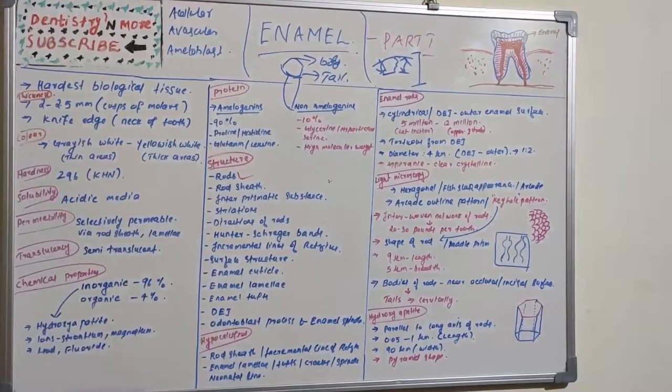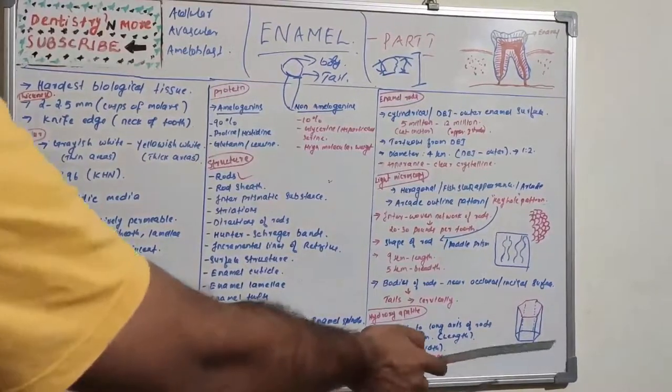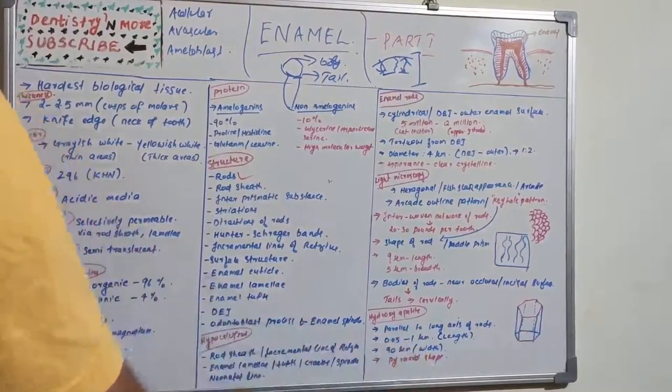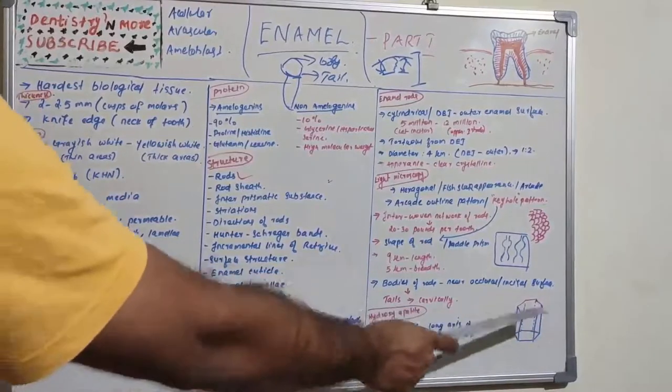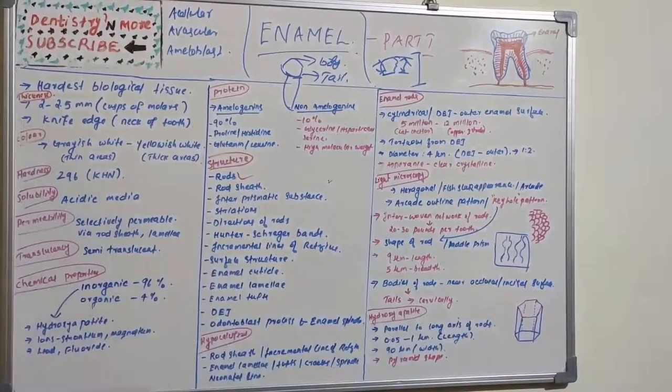So that is about enamel rod. Now we have hydroxyapatite crystals. They are arranged parallel to the long axis of the rod, which has 0.05 to 1 micrometer width, 90 micrometer, which has a pyramidal shape. And the hydroxyapatite crystals are placed within this hexagonal shape. So that is about enamel rods and hydroxyapatite crystals.